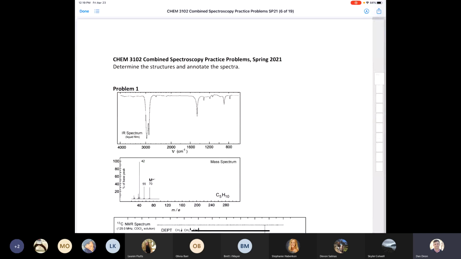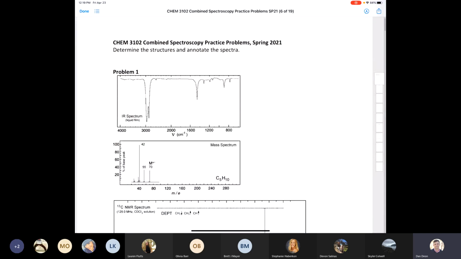All right, Chemistry 3102. You have a combined spectroscopy worksheet that you're going to have to complete and submit towards the end of the semester. But we wanted to take a look at some practice problems today to get the hang of solving problems where we're looking at not only an infrared spectrum, but also a mass spectrum, carbon-13, and also a proton NMR. You can use the tables for the proton chemical shifts, carbon-13 chemical shifts, and the infrared absorption frequencies from the David Klein book if you're currently enrolled in Chemistry 3101.